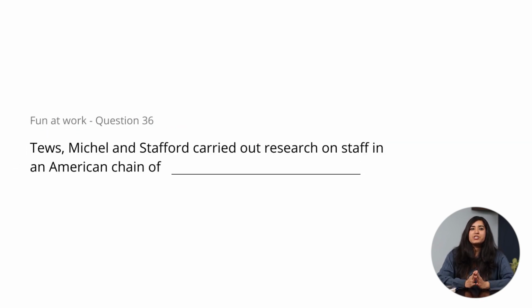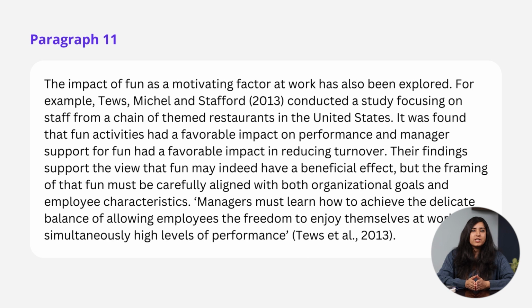Question 36. Chow, Michael, and Stafford carried out research on staff in an American chain of blank. The keywords here are Chow, Michael, and Stafford, and American chain. We'll go to paragraph 11 and lines 1 to 3 to find the answer. For example, Chow, Michael, and Stafford conducted a study focusing on staff from a chain of themed restaurants in the United States. So the answer here is restaurants.